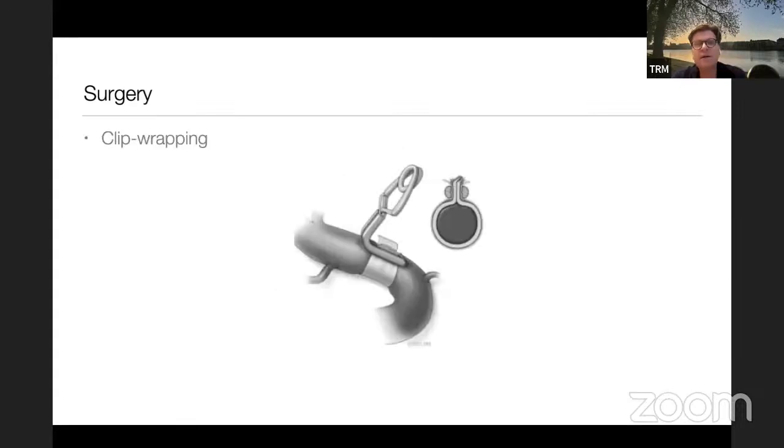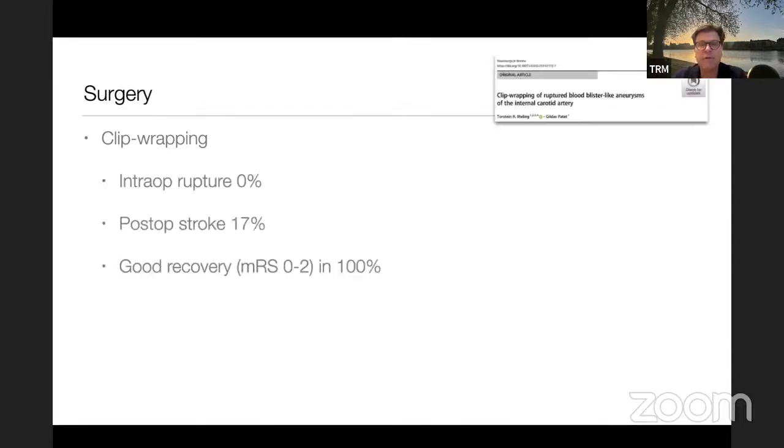Clip wrapping is external reinforcement of the wall secured by an external clip. I personally use Gore-Tex from a pediatric thoracic surgeon, about 0.4 millimeters, so it's very thin, but of course it's not elastic. So this gives solid reinforcement.